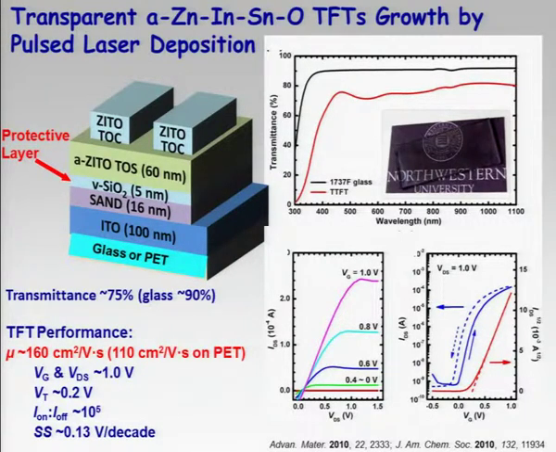Not a manufacturing process, obviously, but just to illustrate what they can do. And this shows you our stack then. ITO is the gate dielectric, sand, and then this is amorphous zinc indium tin oxide.